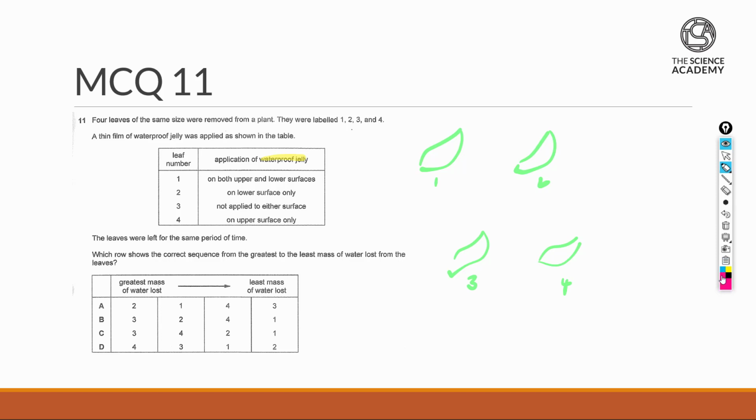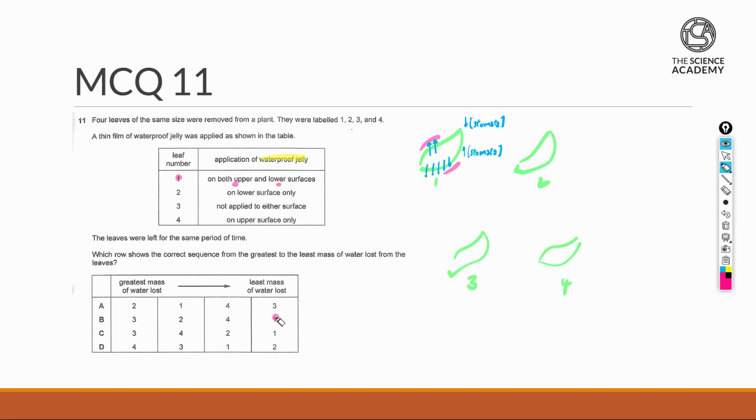For the first leaf itself, we're going to see the application of the waterproof jelly on the top as well as the bottom layer. Most of the water loss actually happens at the bottom part of the leaf, because the bottom part of the leaf has a greater concentration of stomata. The top part of the leaf has a much lesser concentration of stomata, so the amount of water loss is much lesser. So you can see that number 1 actually has the greatest prevention of water loss, and therefore I'll say that it has the least mass of water that is lost.